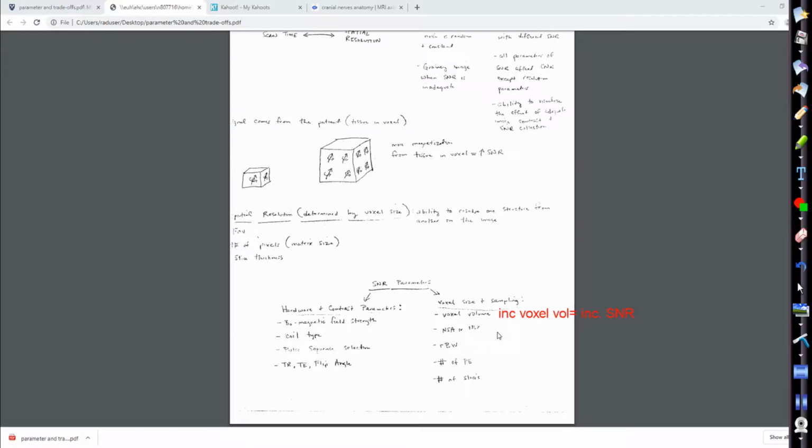As our NSA increases, remember noise is random, so we're not going to get a directly proportional increase in our signal. As our NSA increases, it's going to be the square root of NSA. So if NSA goes from 1 to 4, it's going to be the square root of 4, which is 2. That's what our signal increases by. That's because the noise is random, coming from our patient, so it's going to be in a different place each time.